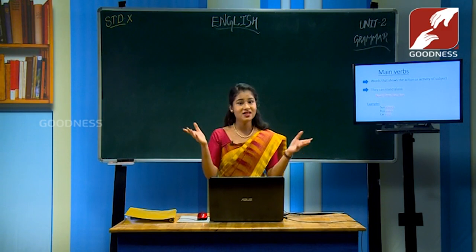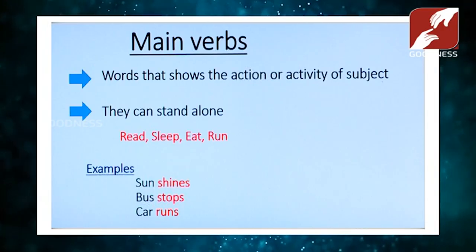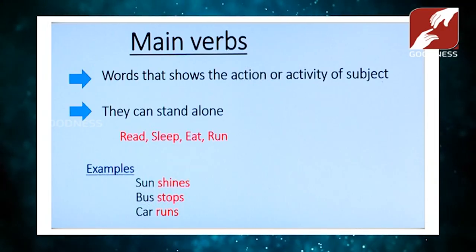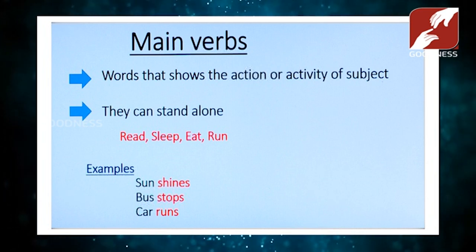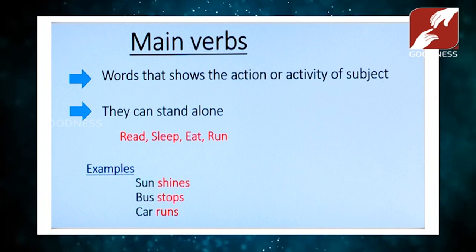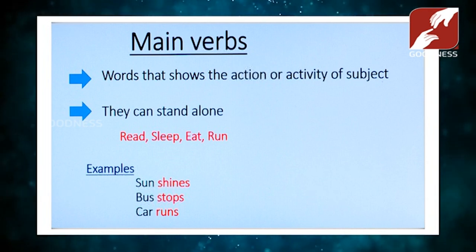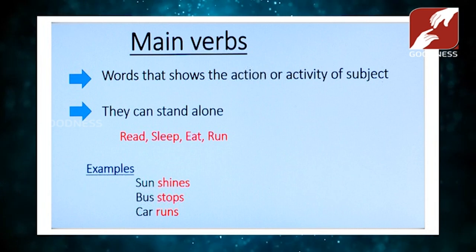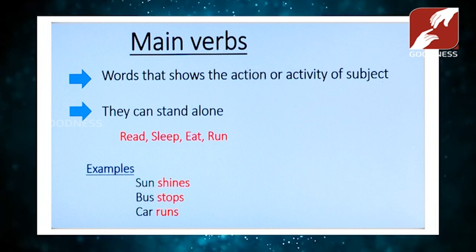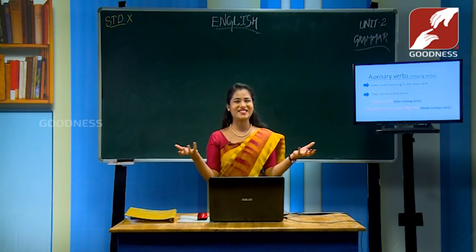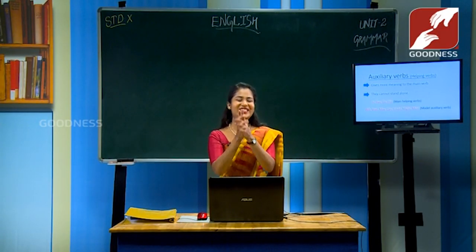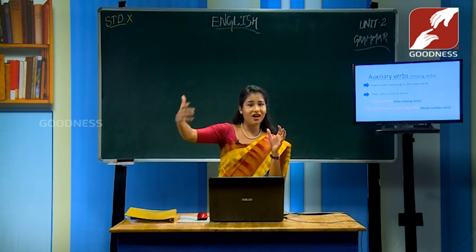Now, let us see some examples. Sun shines, bus stops, car runs. Now, tell me, what is the action performed by the sun? Yes, shines. What about the bus? Bus stops. Then what about the car? Car runs. So, is it clear for you? Yes. Now, that's all about main verb. We have already discussed the main verb, isn't it? Yes. Now, which is the other verb?